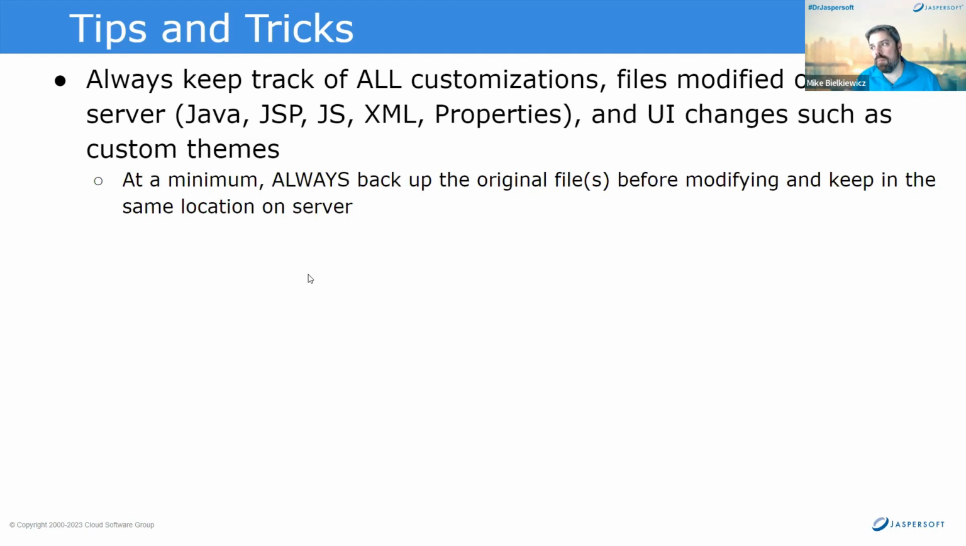At a minimum, what I recommend, and I know everyone's got their own preferences here, one easy way to do it is, anytime you're going to customize a file in Jaspersoft, back up the original file. Rename it, copy it to something with a name of .backup or .original or with the date or whatever you want, before modifying the other file, and keep that even in the same location on the server. Then you can always do a sort based on dates and see what files had actually changed.